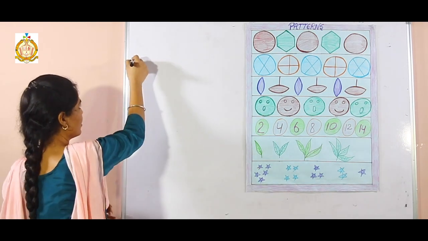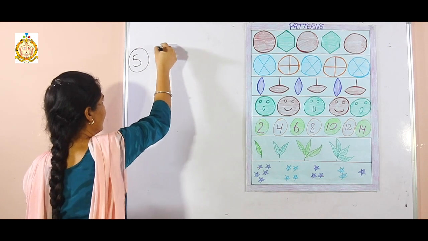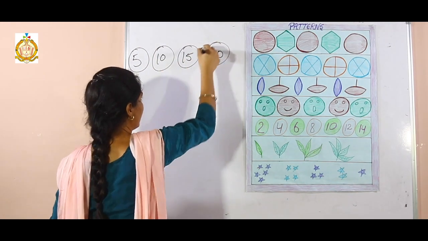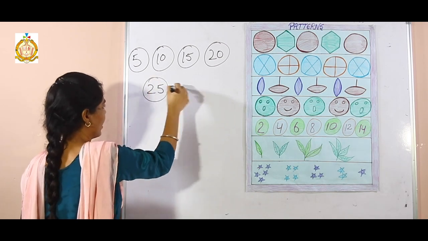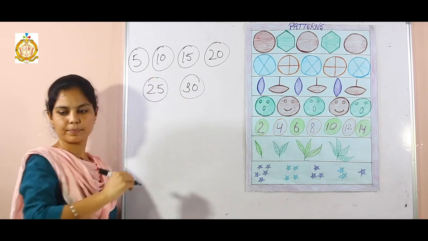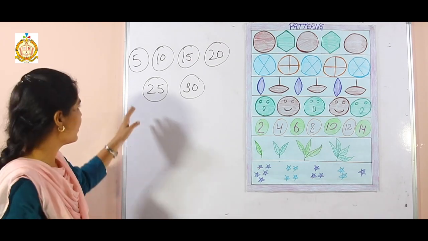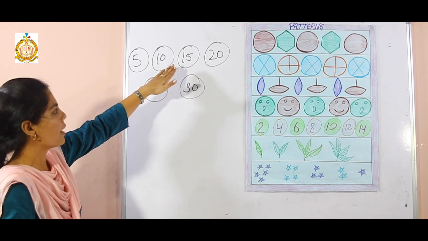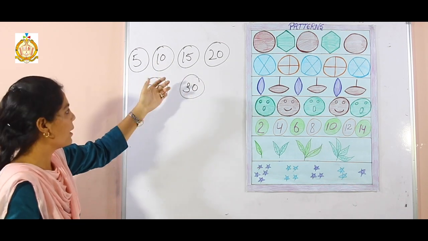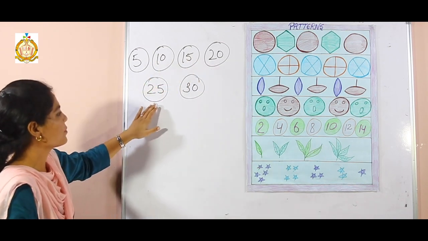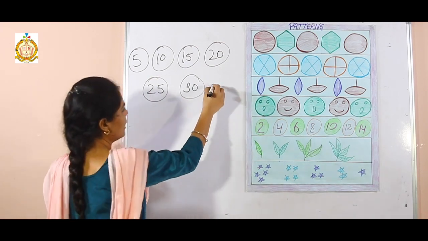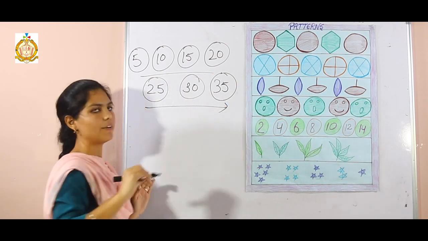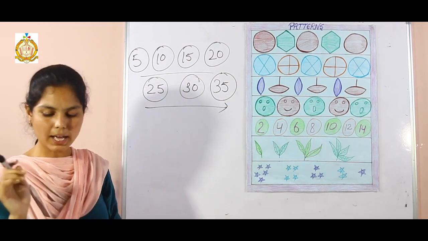See, one example is 5, 10, 15, 20, 25 and 30. This is also repeated by 5. The difference is 5: 5 plus 5 is 10. Again plus 5, 15. Means the difference is repeated. Again plus 5, 20. Again plus 5, 25. Plus 5, 30. And plus 5, 35. This is called a pattern, when things are repeated again and again.